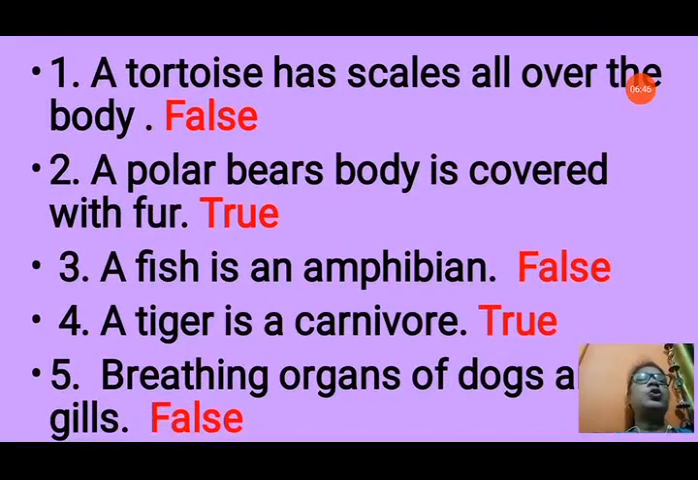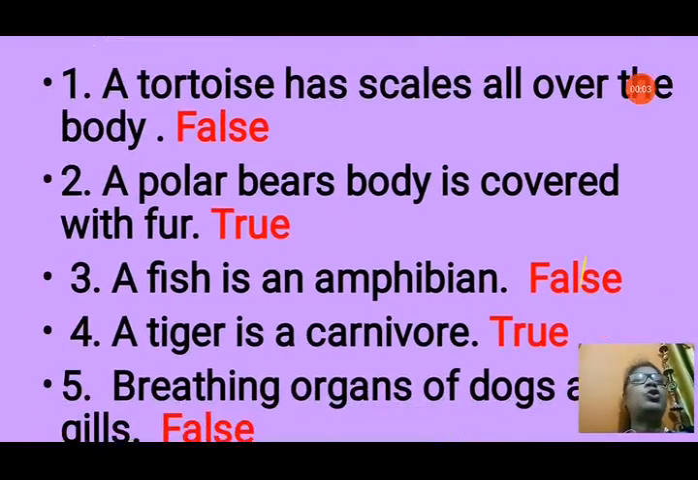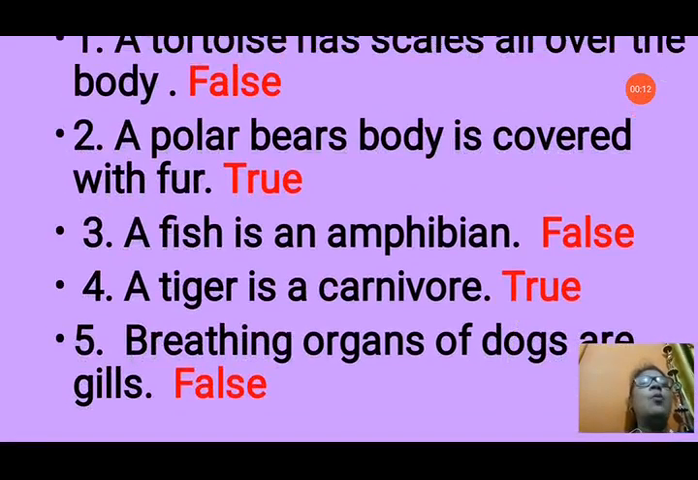Now question C, write true or false. Question number 1, a tortoise has scales all over the body. It is false. Tortoise has shell over their body. Question number 2 is, polar bear's body is covered with fur. It is true because they live in the polar region where there is very harsh winter condition, so their body is covered with thick fur.